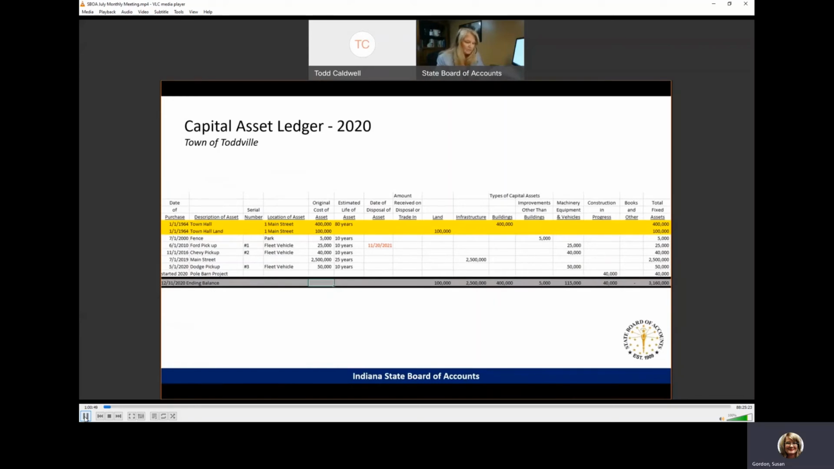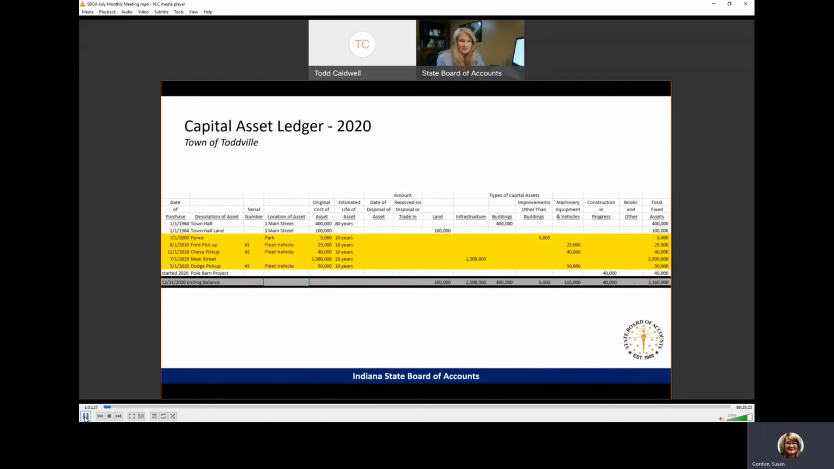Okay, so for the first couple of assets that I want to go through on this, we have a town hall in Toddville and we have some land. The original cost of that asset I didn't know, but I had to estimate that based on the consumer price index tables, and I estimated that at $400,000, and I kept that documentation for audit. Also with that, we have the property that the town owns of $100,000. And you can see that I just went ahead and entered that under building and under land, and then that carried on across to total fixed assets. Next slide.